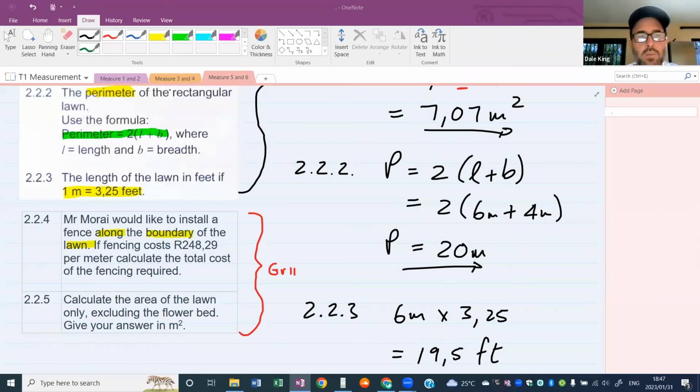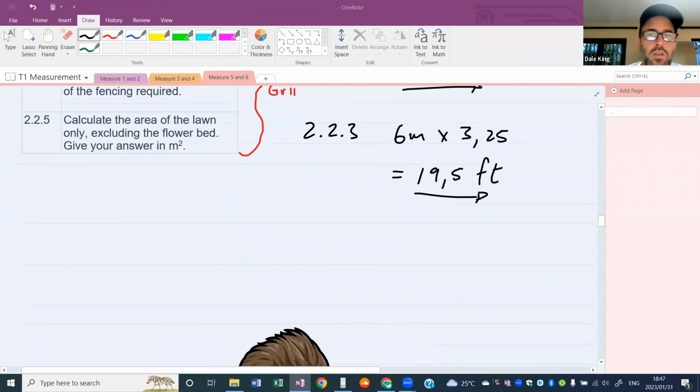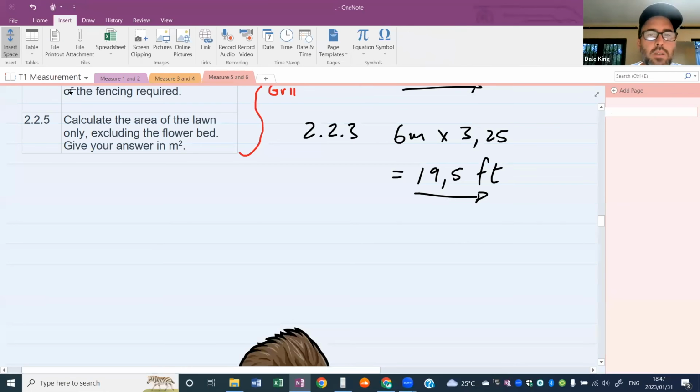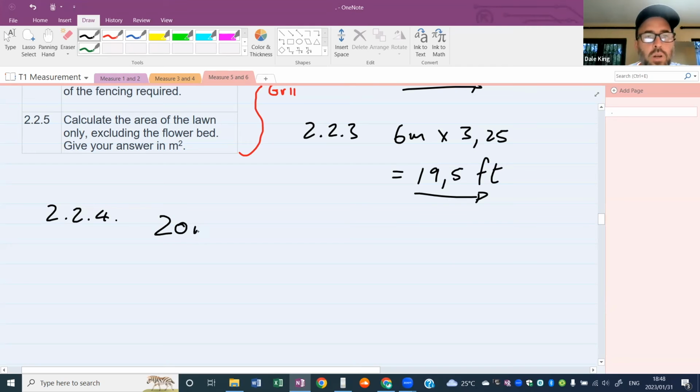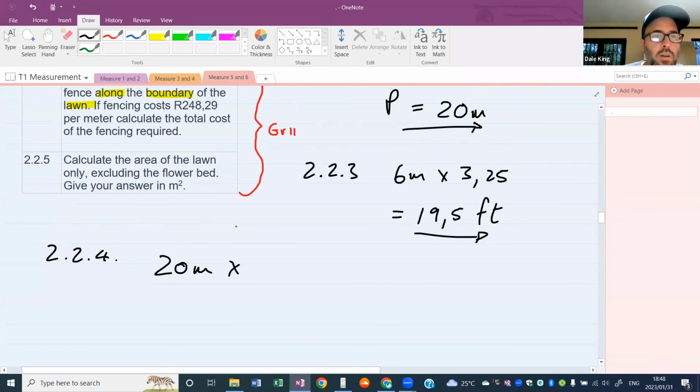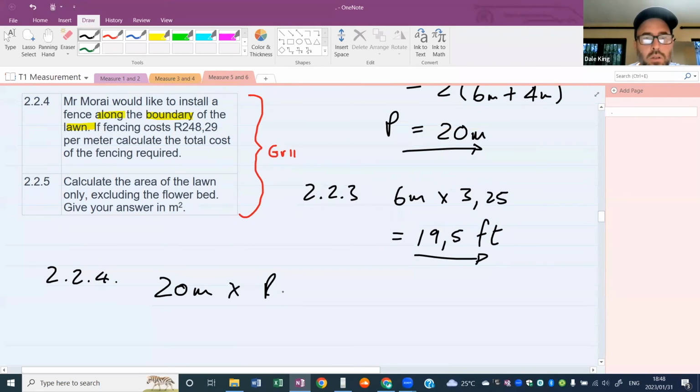Now, every single meter costs 248,29. So a simple calculation would be, let me make some space. Take every meter. How many of them do I have? I've got 20 of them. Each one of those costs, let me go to my question, 248 Rand 29. I bet you the answers are probably flying out already.